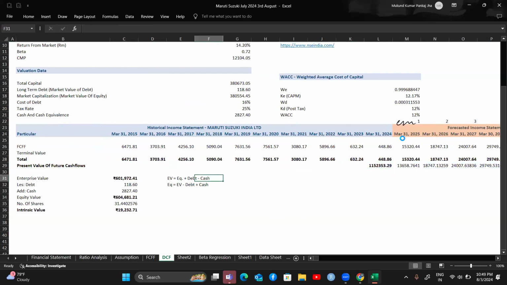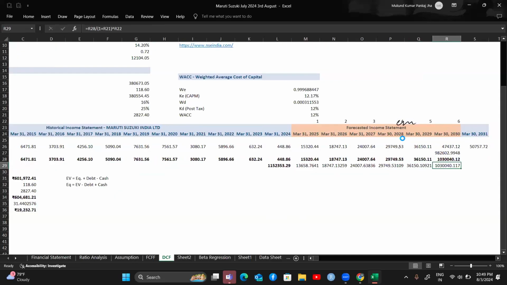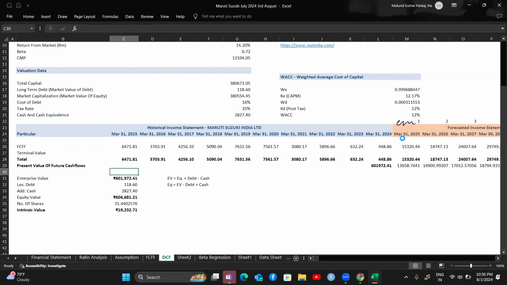Just give me a second. Okay, I'm really sorry. We will have to freeze the rate here as well. This rate should be frozen. Doing this, we get the same value, 601972. So what the NPV function does is calculate the net present value of the future cash flows. The rate has been taken as 12% and the future cash flows have been taken for the respective future years.